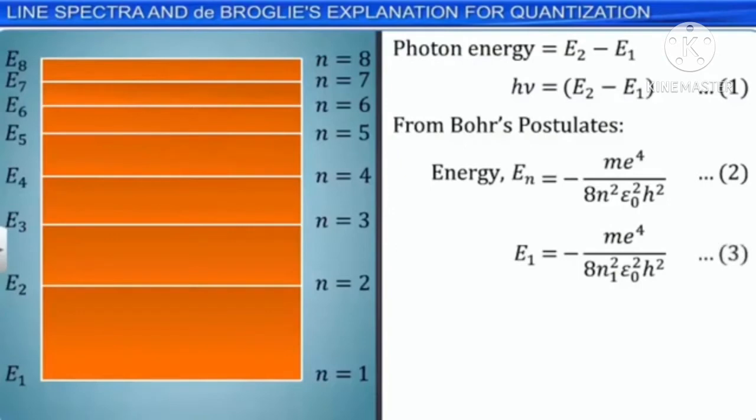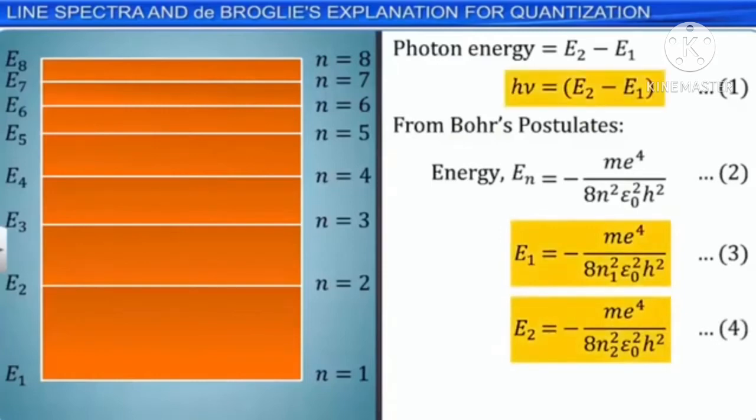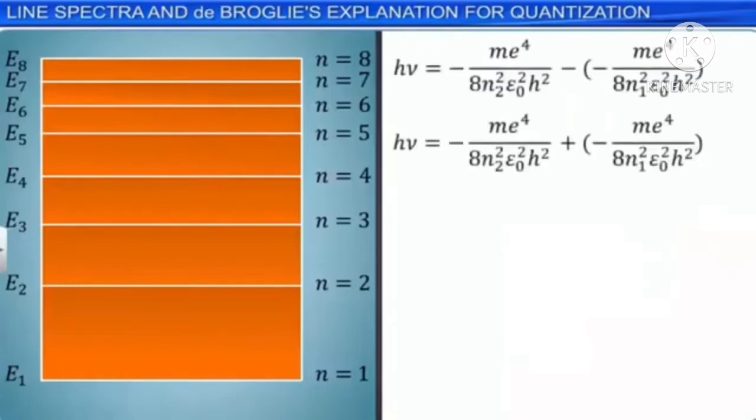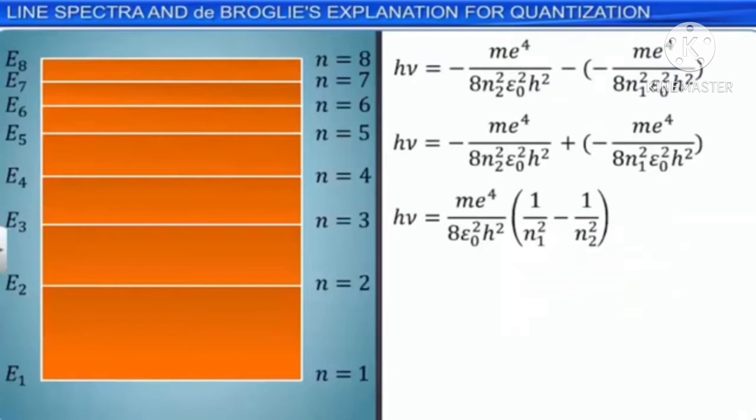Similarly, for n2, the energy E2 is equal to minus m e to the power 4 by 8 n2 square epsilon naught square h square. Let this be equation 4. On substituting equations 3 and 4 in equation 1 and simplifying, we get h nu is equal to m e to the power 4 by 8 epsilon naught square h square into 1 by n1 square minus 1 by n2 square. This equation is called Rydberg's formula.